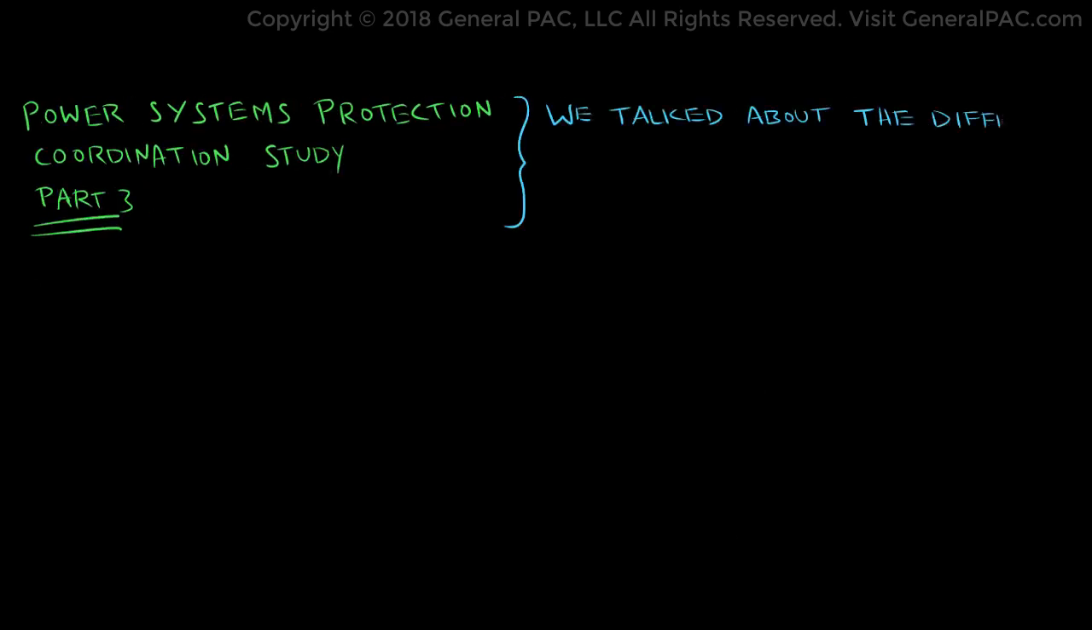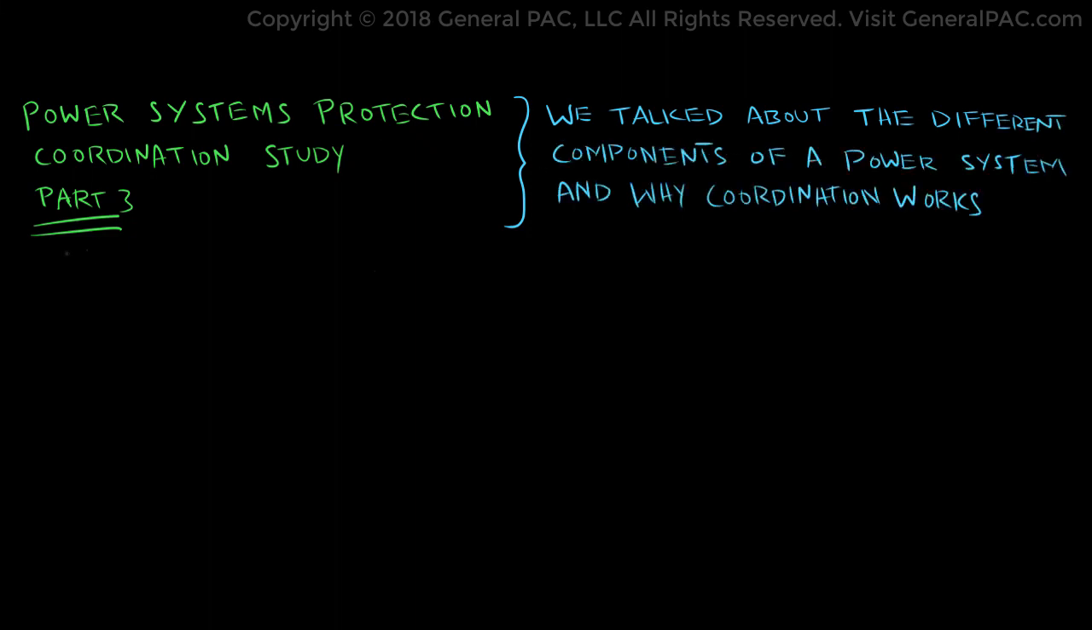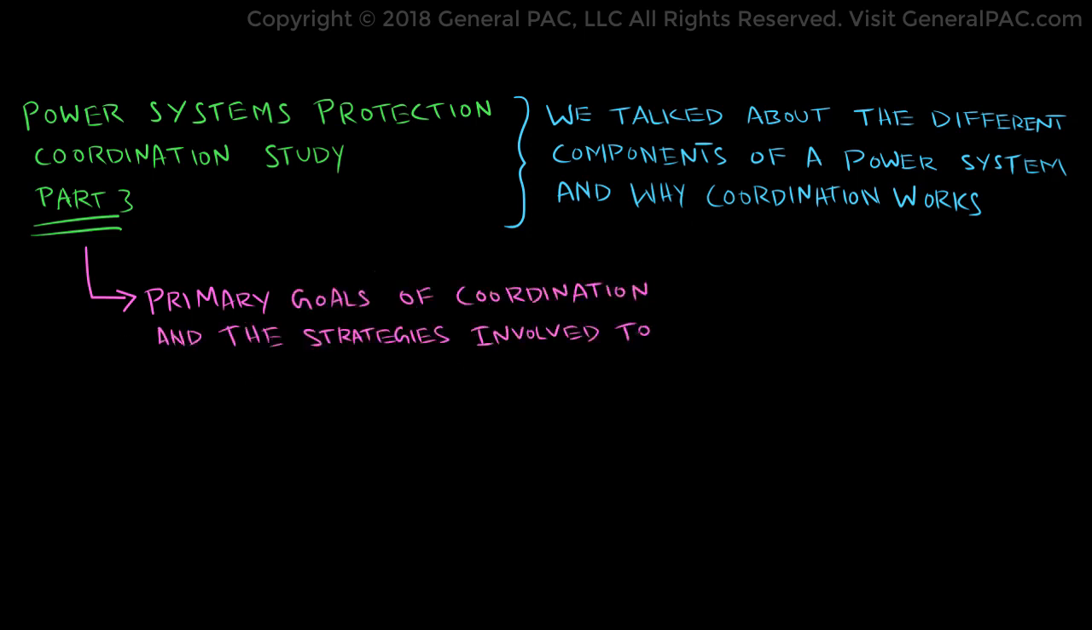Power Systems Protective Device Coordination Part 3. In Part 2 we talked about the different components of a power system and why coordination works. In Part 3, we will be discussing the primary goals of coordination and the strategies involved to make it work.